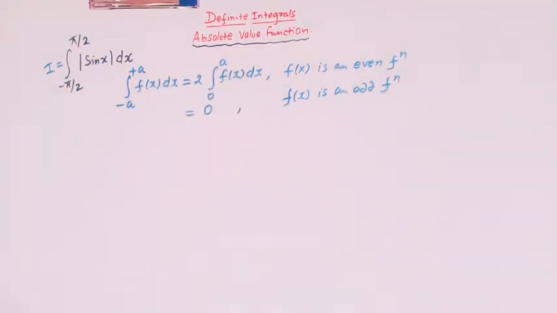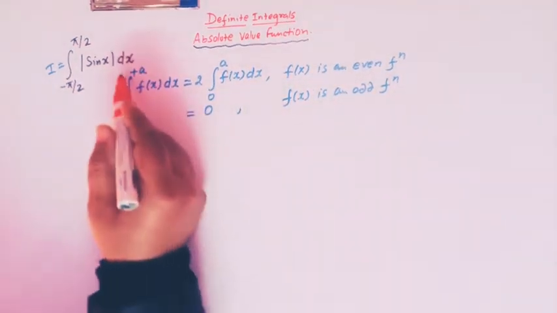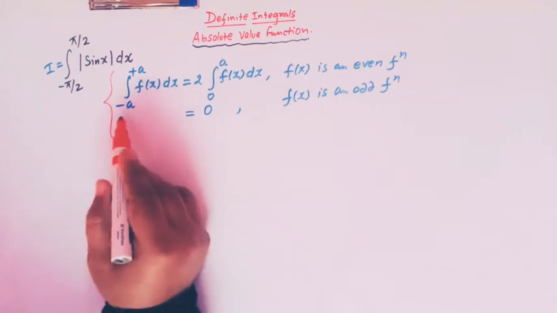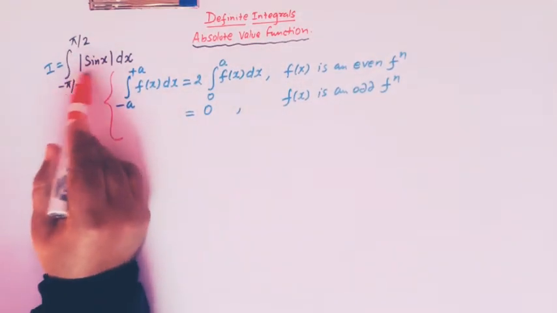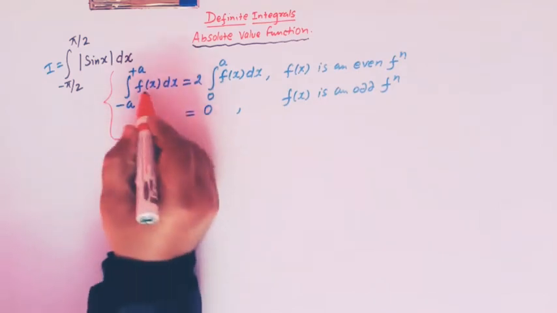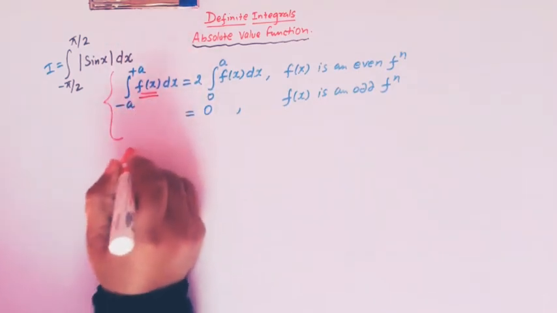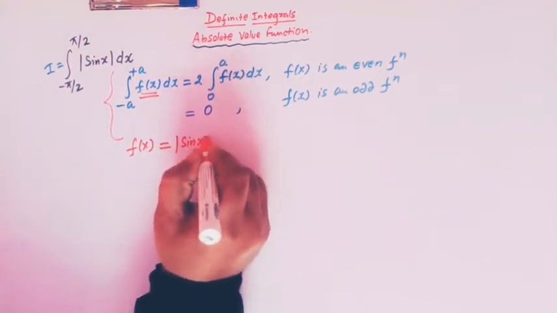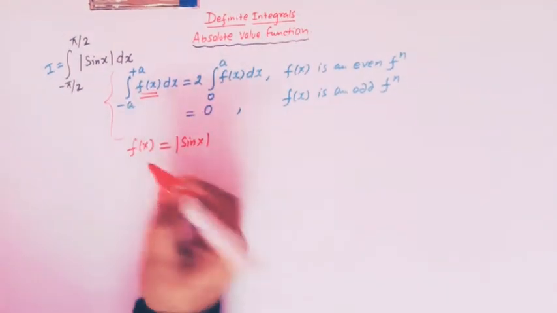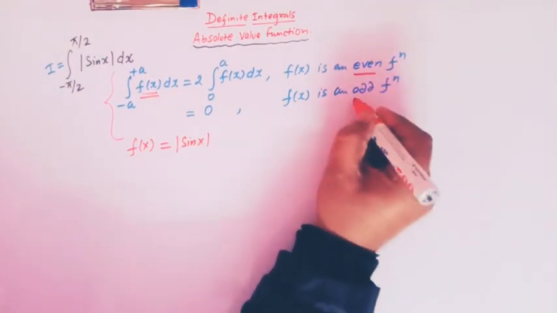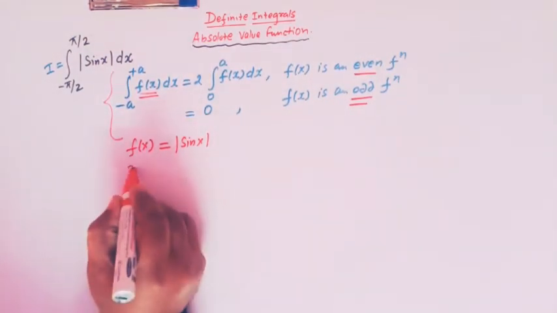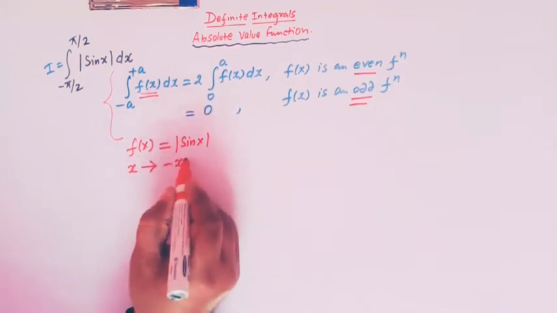You can watch the previous videos where we have discussed these properties. Now we have to make use of this property to evaluate this integral. Here our integrand is f of x, that is mod of sine x. Let us see whether this function is an even function or an odd function. For this, we will replace x by minus x.